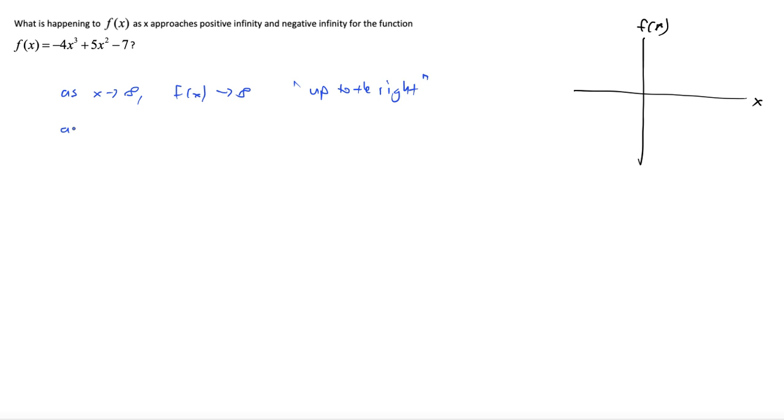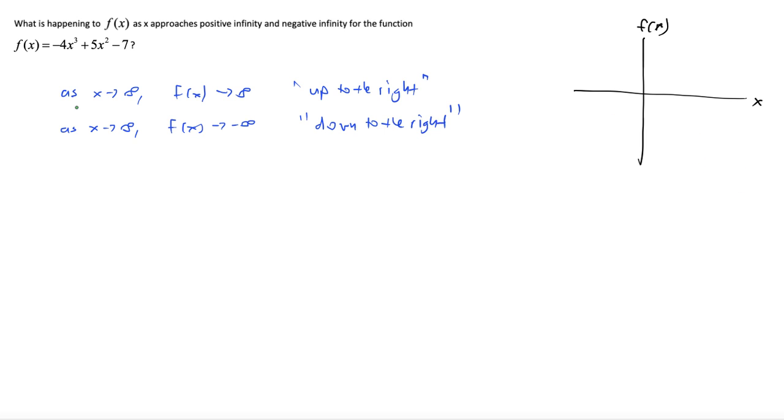Or we can write it as x approaches infinity, f of x approaches negative infinity. This is called down and to the right. To the right means x is still getting larger, but the y values are getting smaller, to negative infinity. So our graph is going to go down. We're going to have an arrow on this side pointing down.